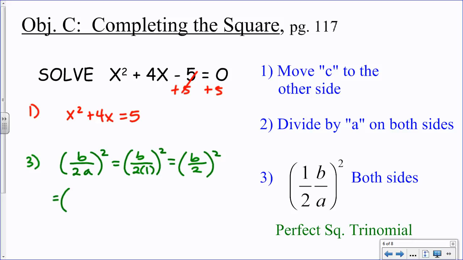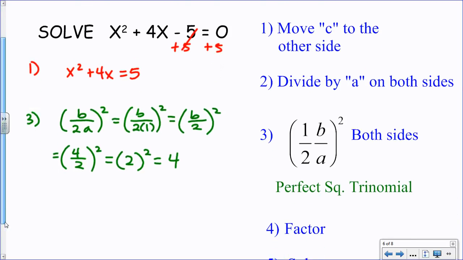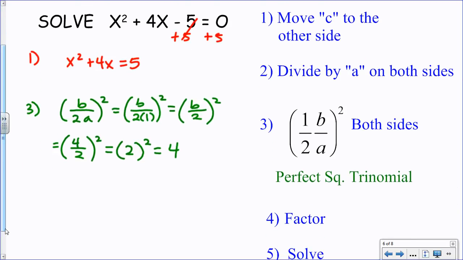So what is b? 4. Okay, 4 divided by 2 is 2, and then 2 squared is 4. So 4 is a number that I have to add to both sides so I can complete the square.